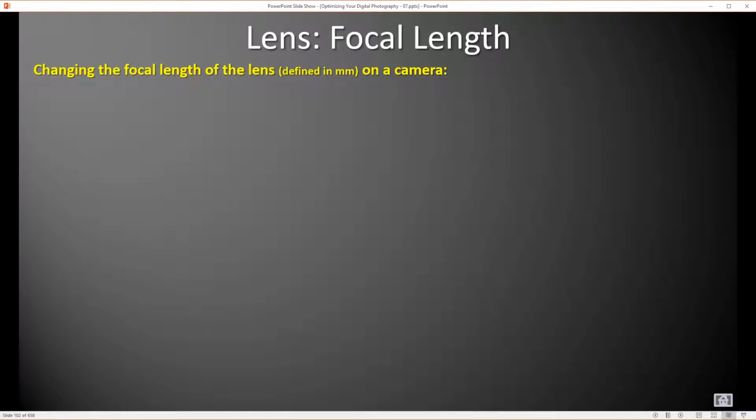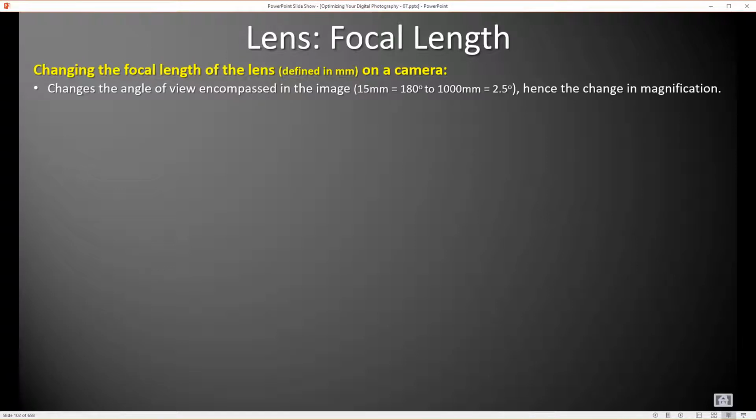Changing the focal length of the lens on the camera, which is always defined in millimeters, changes the angle of view. So a 15mm lens, basically a fisheye lens, can produce an angle of view of 180 degrees, and we can go all the way up to maybe 1000mm, which will give us a 2.5 degrees angle of view. And of course, each time we change the focal length, it effectively changes the magnification of the image that we're capturing on the sensor.